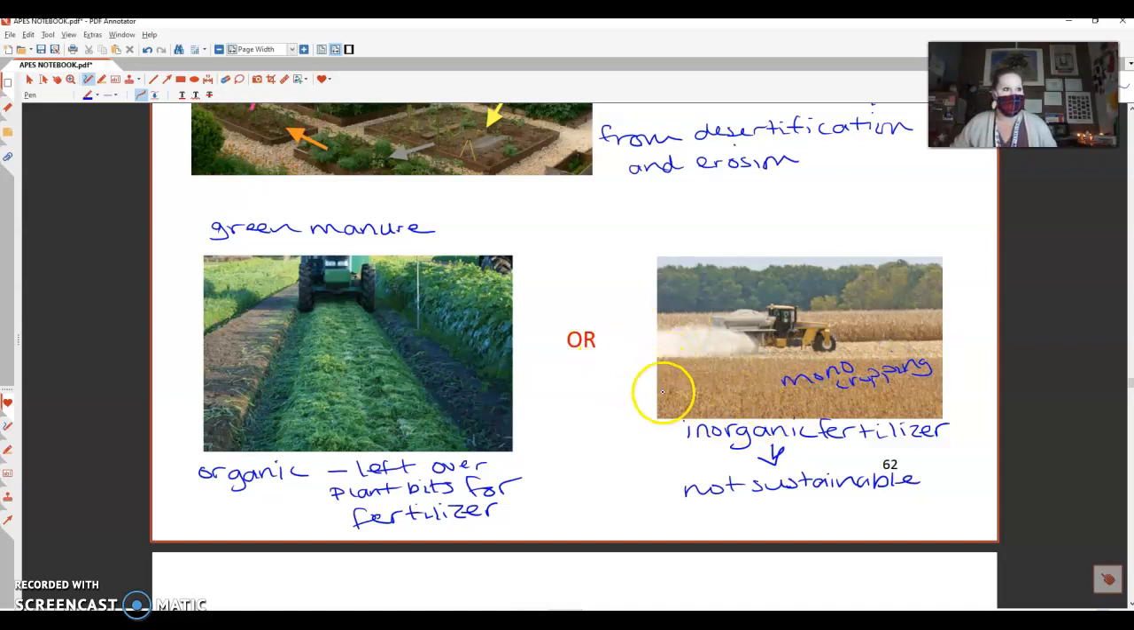Again, also, inorganic fertilizer, what does it do? Leads to cultural eutrophication, which we've talked about is very damaging for the environment. So, yes to organic, no to inorganic. All right.